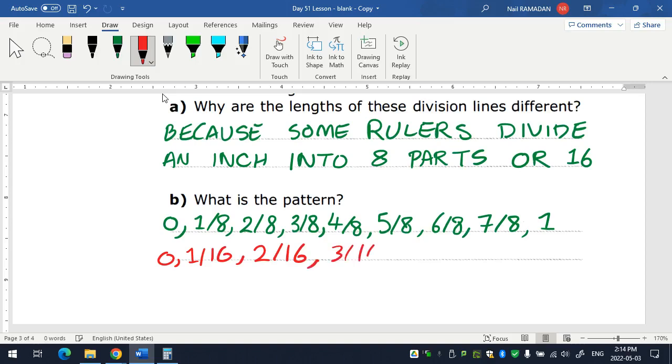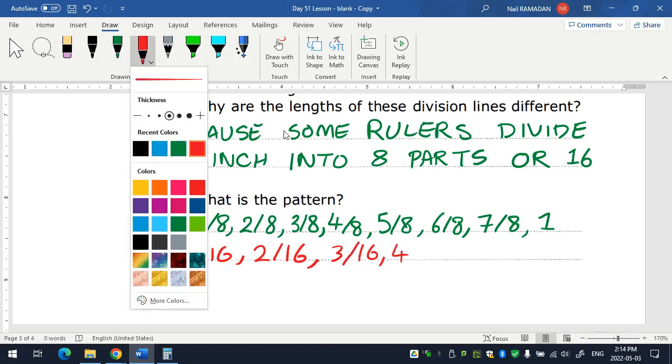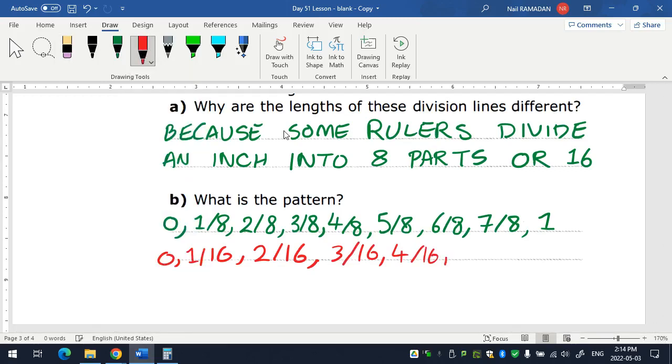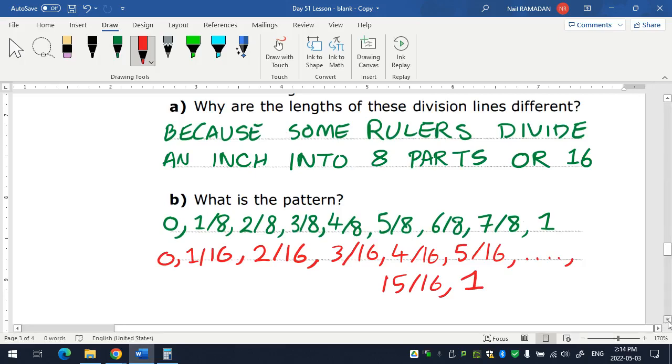3/16. 4/16. By the way, that's a slash, not a 1. Make sure your slashes look like slashes. 4/16. 5/16. Max, where did you stop? 5. All right. Dot, dot, dot, comma. And then let's go what? 15/16. And then just a 1, because that's what 16/16 is.